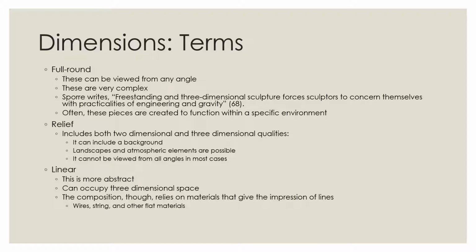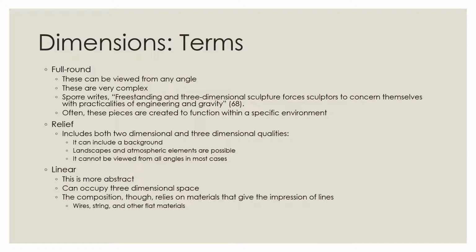There are some key terms describing types of sculpture that you'll want to keep in mind. Full round can be viewed from any angle. These are very complex. Sporre writes, freestanding and three-dimensional sculpture forces sculptors to concern themselves with practicalities of engineering and gravity. Often, these pieces are created to function within a specific environment.